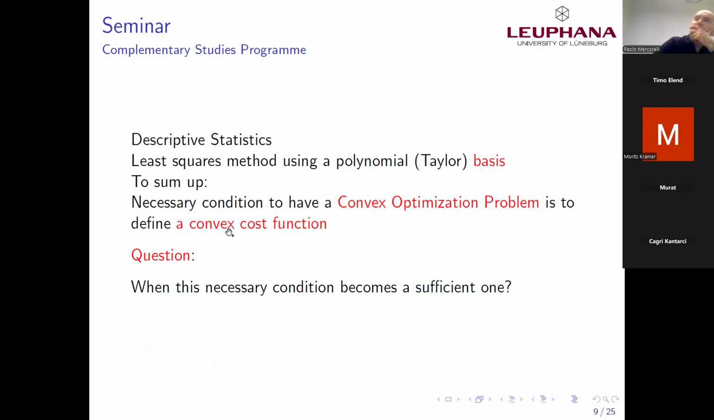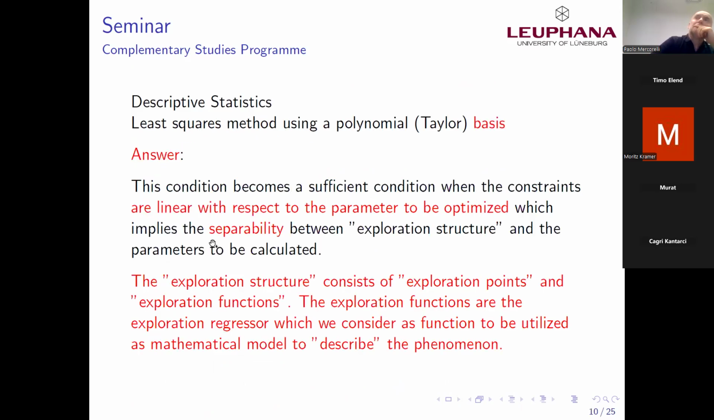Again, a necessary condition is to have a convex cost function. Question: when does this necessary condition become a sufficient one? As I already told you, I also need the regressors to be basically linear with respect to the parameters, or parameter if I have just one, but in general parameters I would like to consider. And this is related to the concept of separability.